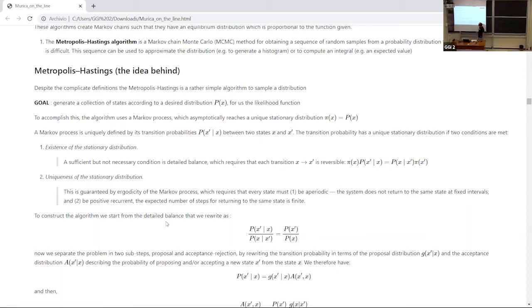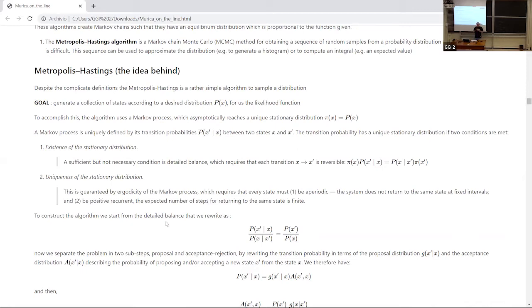And the second is the uniqueness of the stationary distribution, which is basically assumed already inside the definition of the Markov process. For having a Markov process, we need to have a process in which every state is aperiodic, so that the system doesn't return to the same state after a certain fixed number of steps, but also the expected number of steps to return to that state is finite. So it shouldn't be periodic, but it should be finite.